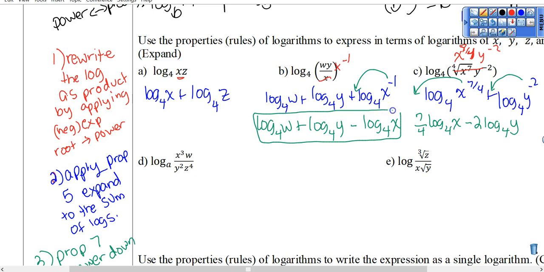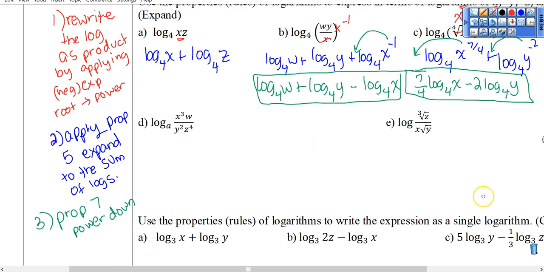I'm going to put boxes around my answers so that they're separate. Questions about that? Okay, so you try D on your own. Press pause, try it on your own, come back to the video, see if you got it right.